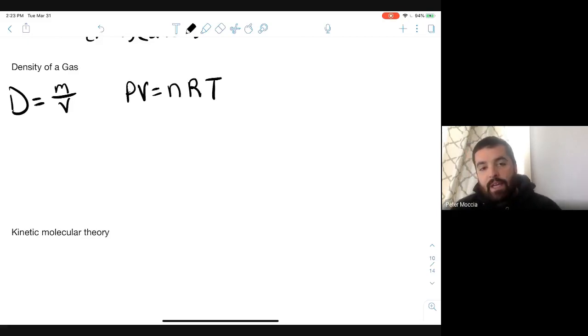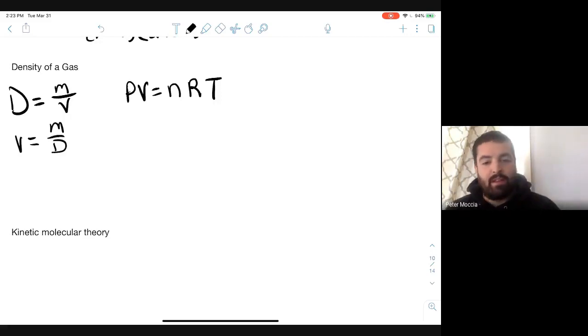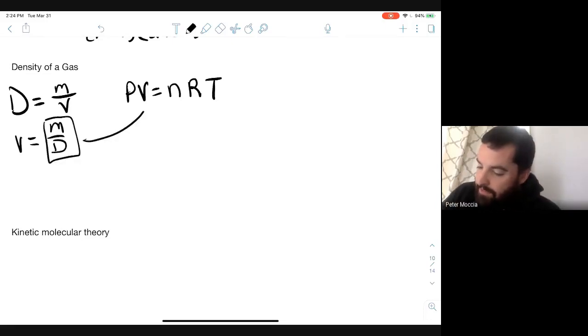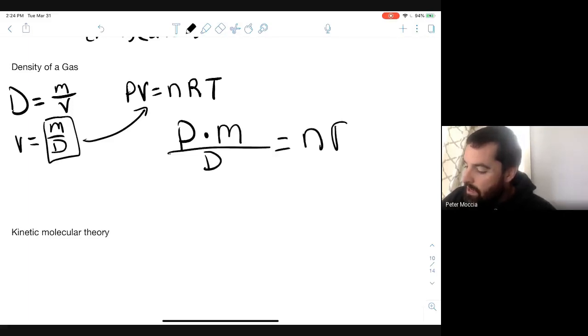So now, if we decide to solve for v in this equation, v equals m over d, via the whole switcheroonie method, I'm going to plug this in. I just want to derive the equation for density of a gas. That's all I'm doing. So I'm going to plug this in for v. Okay. So then I get P times M over D is equal to nRT.